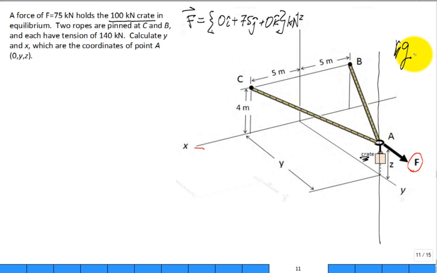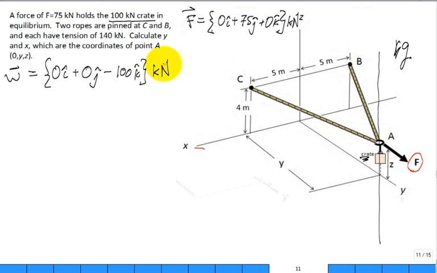So could I express that weight as a three-dimensional Cartesian vector? Would it be anything in the i? No. Anything in the j? No. But it would be negative 100 in the k, and it would be units of kilonewton. Does that look okay? How do you know it's this negative sign, Professor?